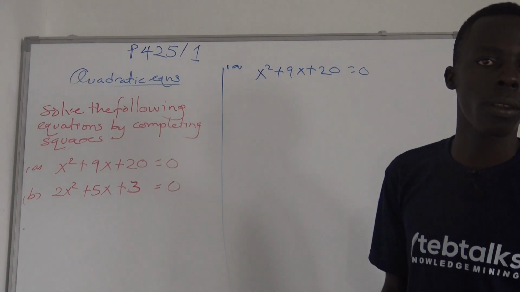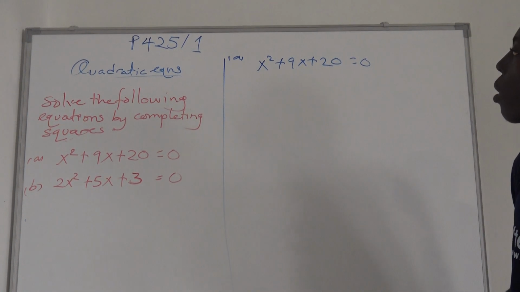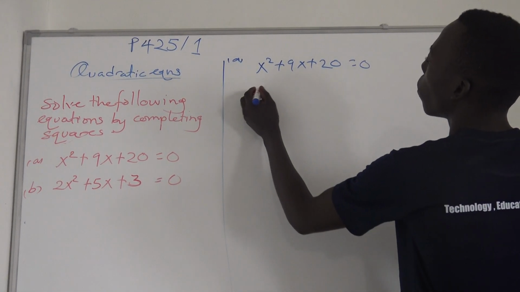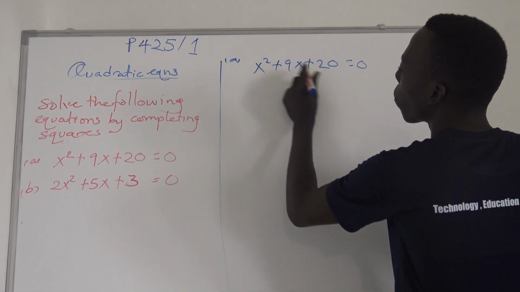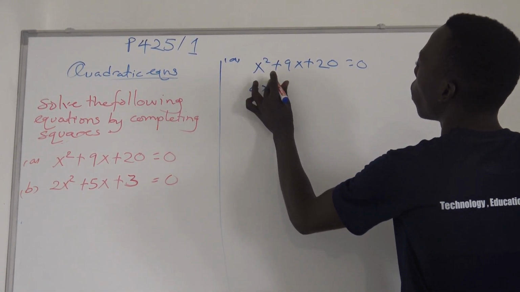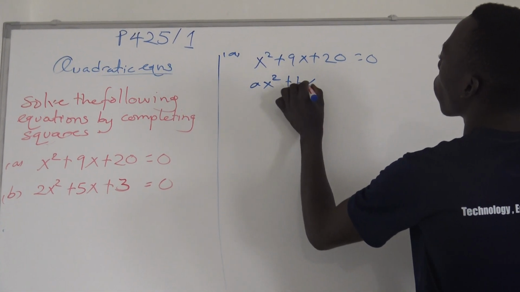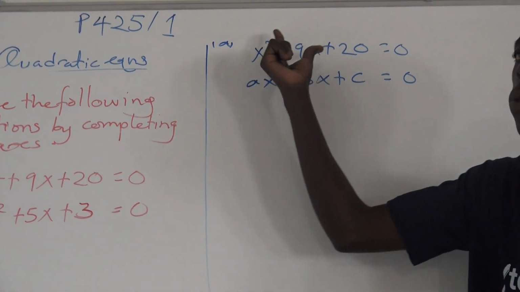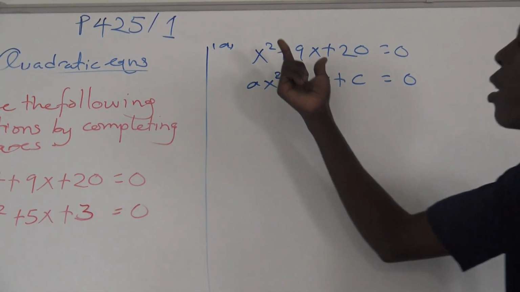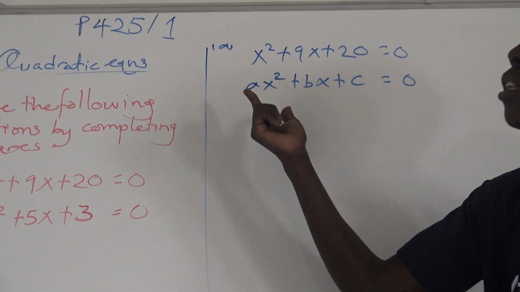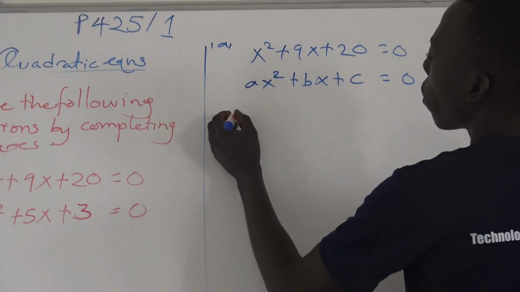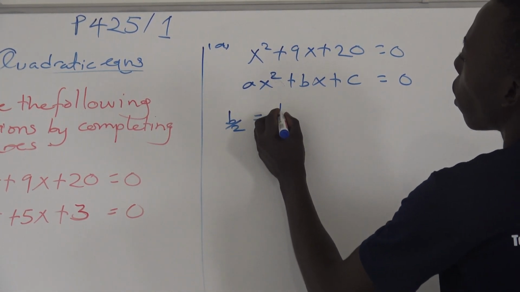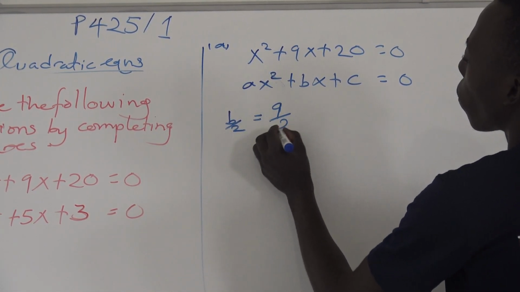So from there we are going to look at the value of b. We saw that when you compare this equation with ax squared plus bx plus c equals 0, you find that the value of b is 9. Then we said you get that value of b and divide it by 2. So b divided by 2 will be equal to 9 out of 2.